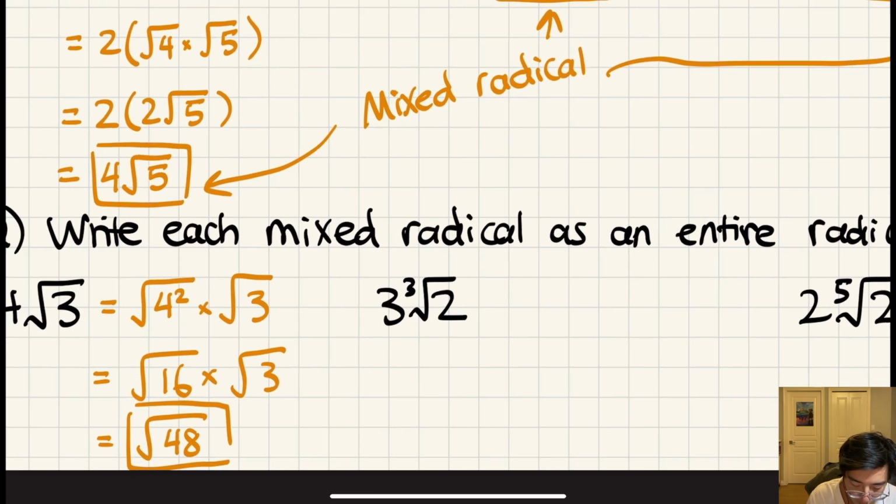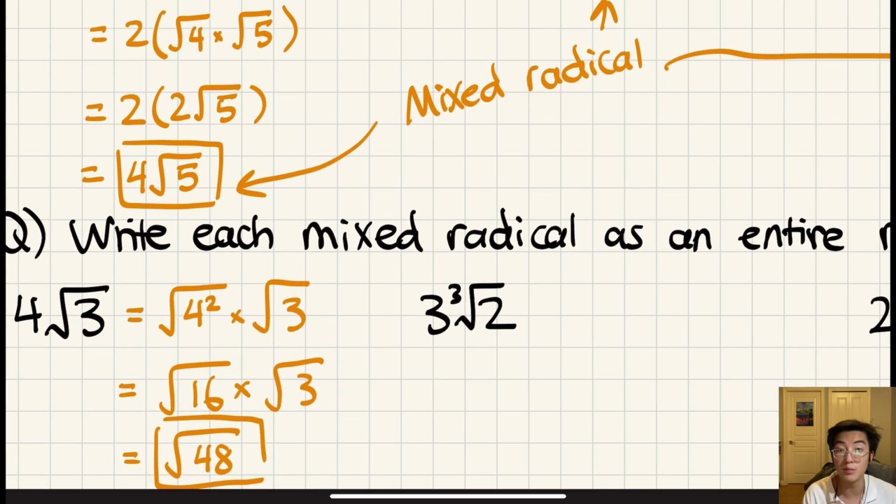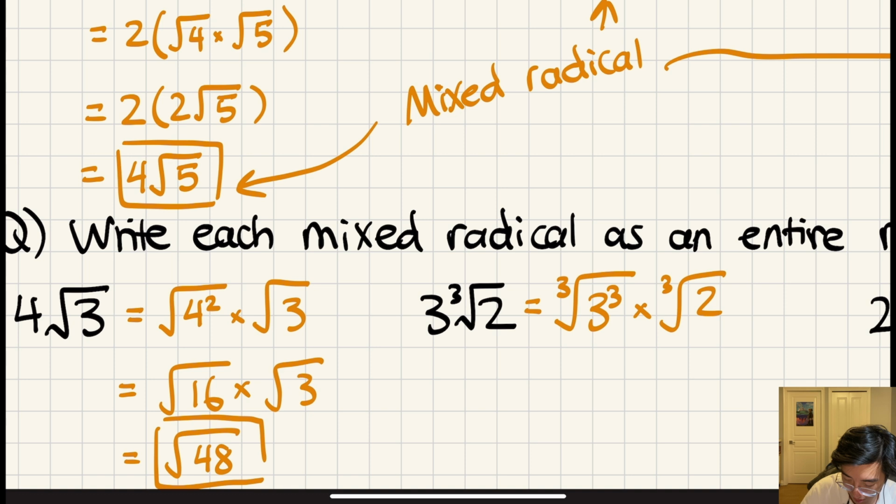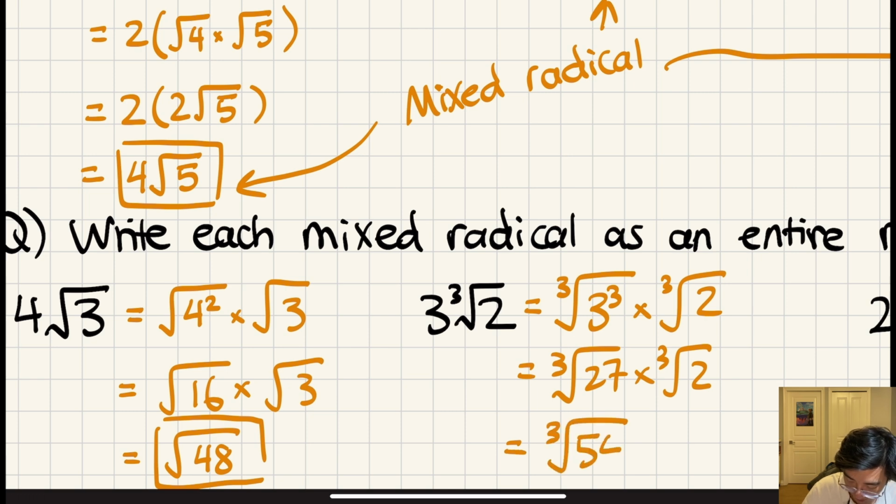And similarly, with the next one, 3 times the cube root of 2. Once again, we can just cube the first number and then multiply it by 2, all under a cube root. So this equals the cube root of 3 cubed times the cube root of 2, which is the cube root of 27 times the cube root of 2, getting us the cube root of 54.